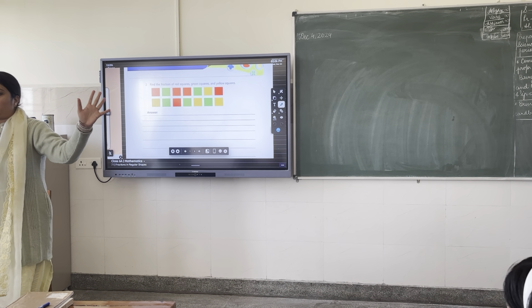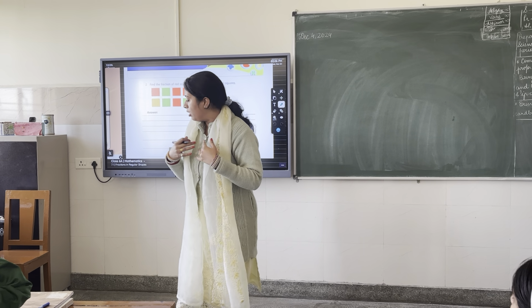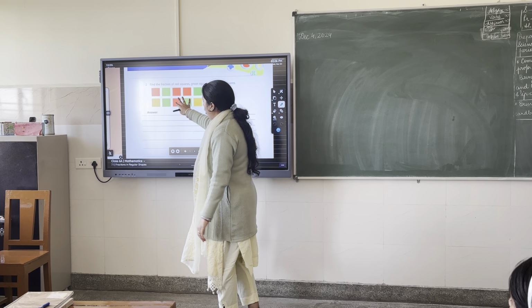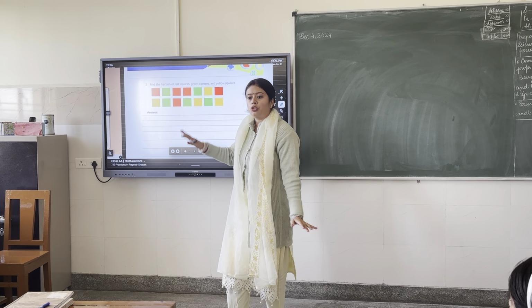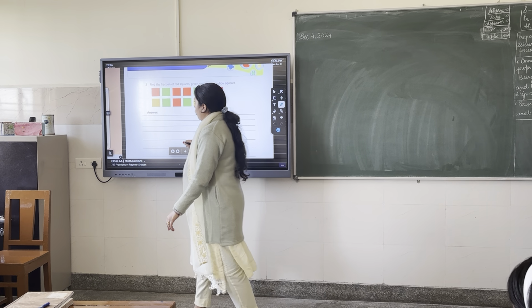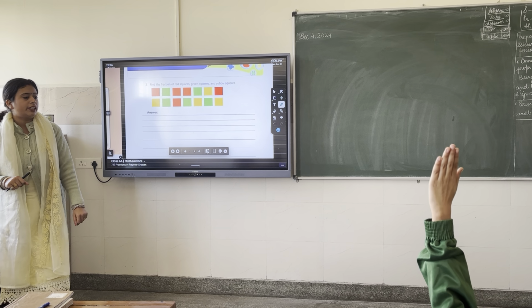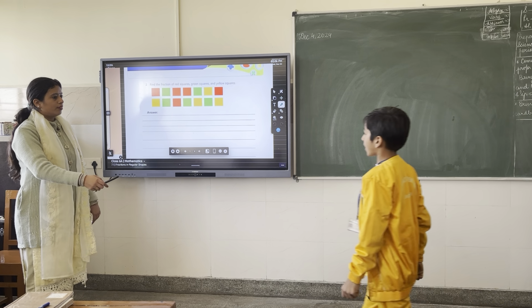You can see the colorful squares are given. Okay. Now we will see that. You need to write the fractions of red square, green square, and yellow square. So who will tell me the fraction of red square? Nikandan. 5/14.